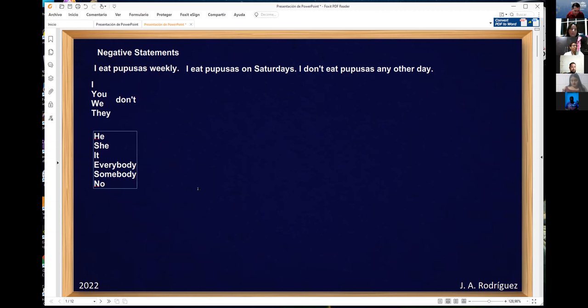But I'm going to use this in a different way, so you don't get confused. Okay. Say like this. Doesn't: he doesn't, she doesn't, it doesn't. I don't, you don't, we don't, they don't. With somebody, nobody, and everybody, the negative forms are special. So I'm not going to teach you that right now. I don't want you to be confused. So let's have the simple forms.